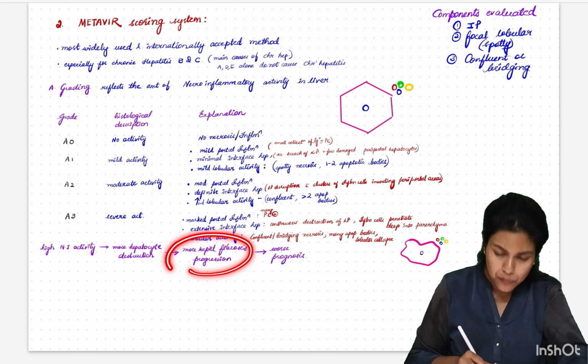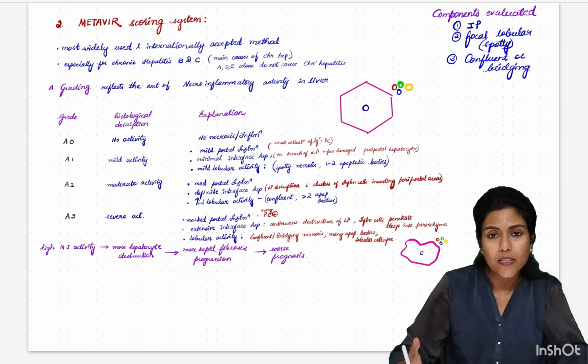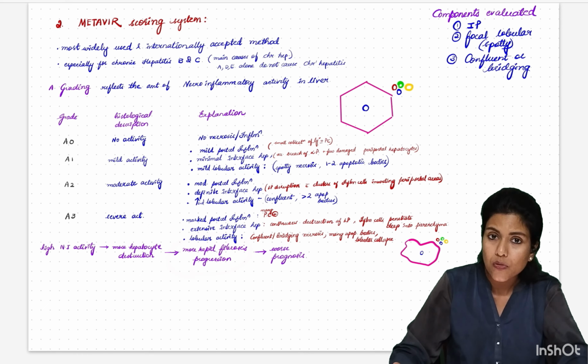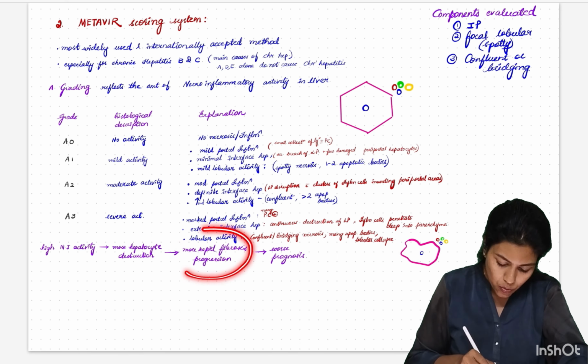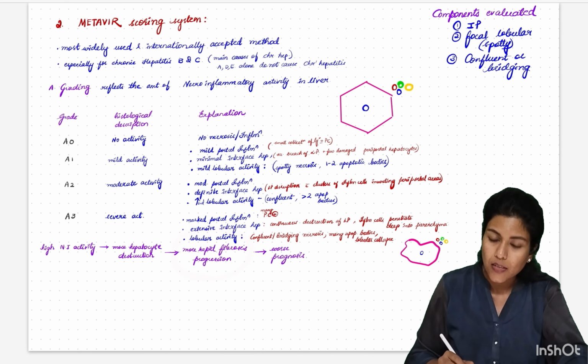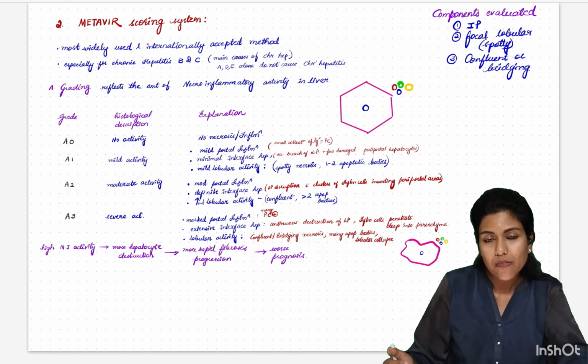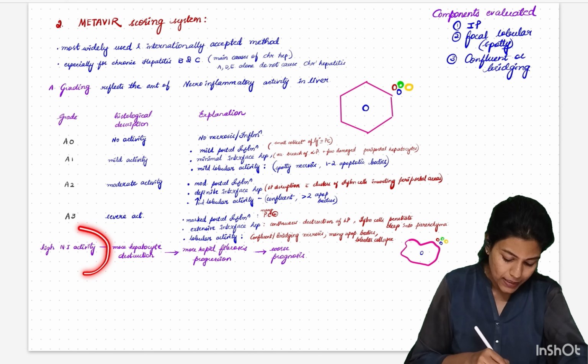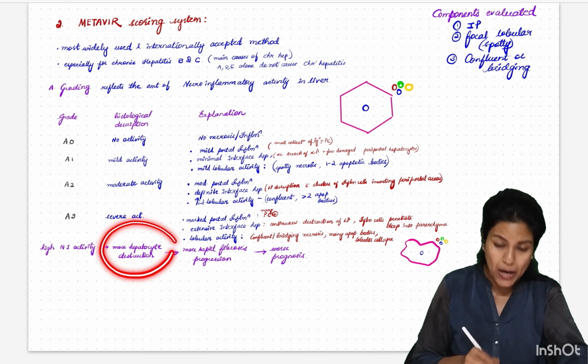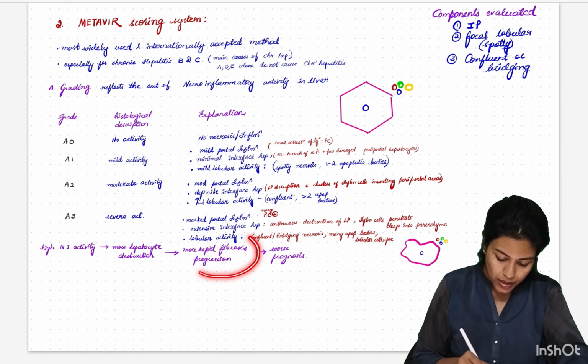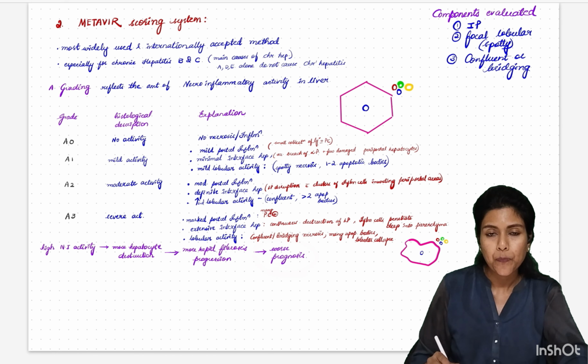That means they will rapidly progress to the further stage. What is the further stage? Fibrosis. After necrosis, it is followed by fibrosis. So it will indicate more rapid progression to fibrosis, that means worse prognosis in the advanced stages. So the higher the necroinflammatory activity denoted by the grading, the more hepatocyte destruction, the more rapid progression to fibrosis, and the worse the prognosis. This is about the grading system of the METAVIR scoring system.